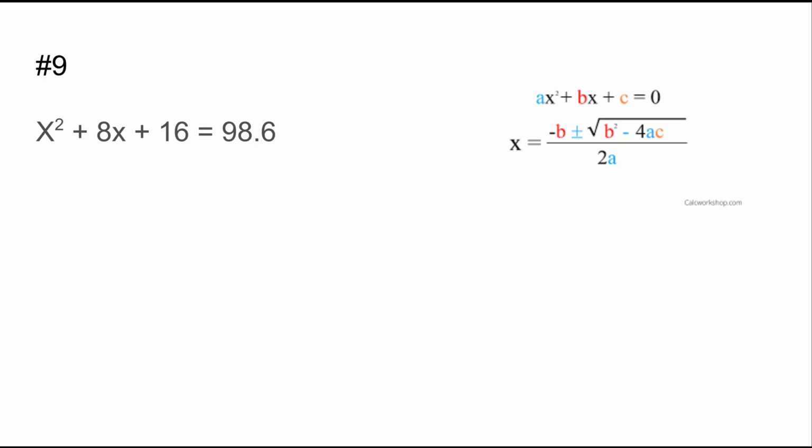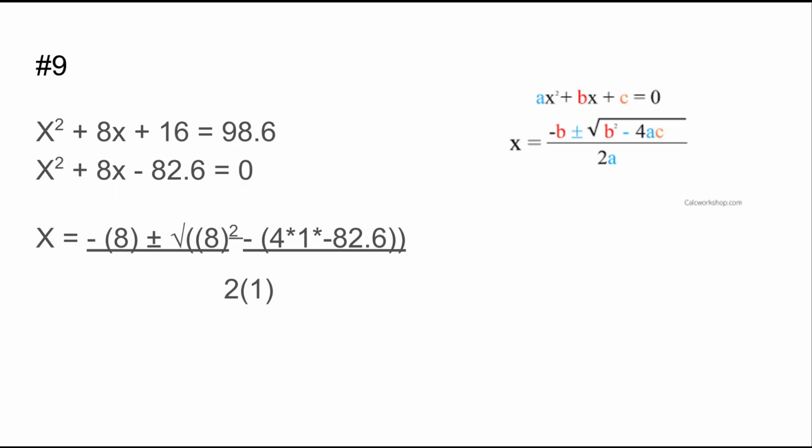Number 9. Let's make this equal 0. Subtract 98.6 from 16. Next, let's write our equation. X equals negative 8 plus or minus the square root of 8 squared minus 4 times 1 times negative 82.6 equals, divided by 2. Our answer is 5.93.